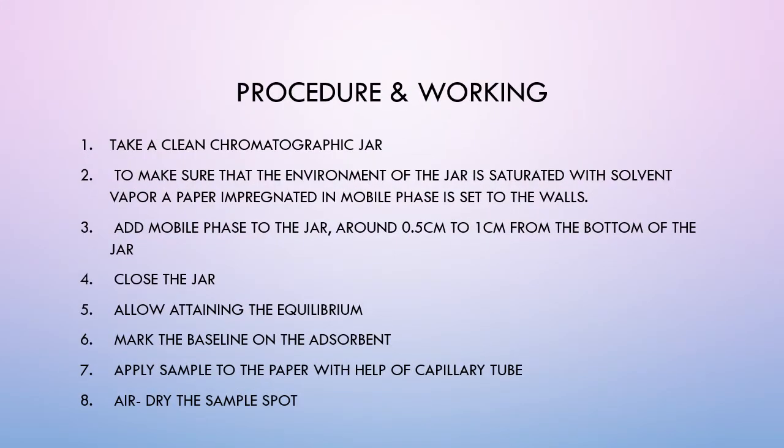Now the procedure and working of partition chromatography. Here the two phases are liquid, so we will use paper chromatography. First, take a clean chromatographic jar, and to make sure that the environment of the jar is saturated with solvent vapor, a paper impregnated in the mobile phase is set against the walls.